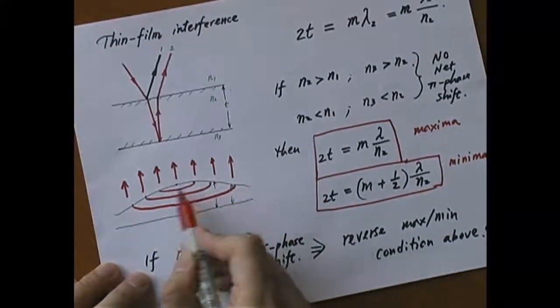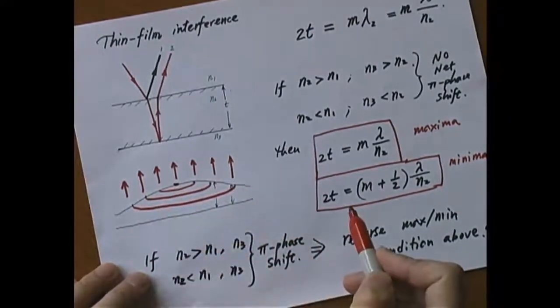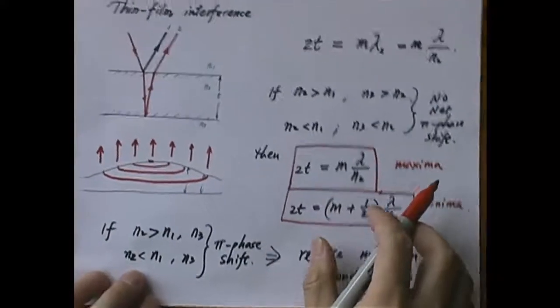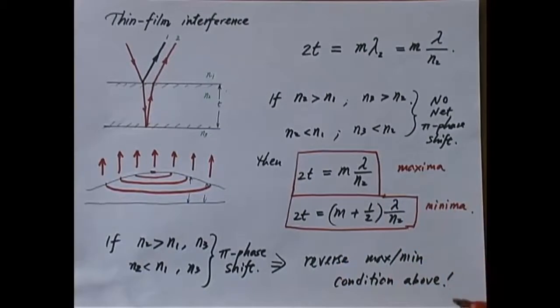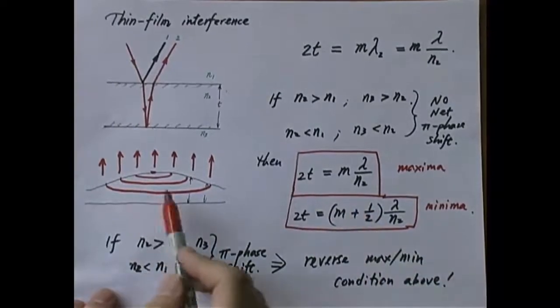Okay, you're going to see red rings like this. So that is when you illuminate with monochromatic light. Now, sunlight is not monochromatic. It's got all kinds of frequencies, all kinds of colors. So each color will have its own set of maxima and minima. Minima you cannot see. Maxima you can. Let's say the red color of the sun gives you these rings.